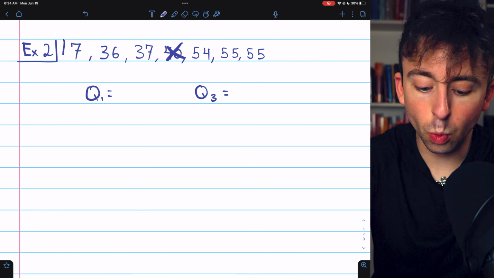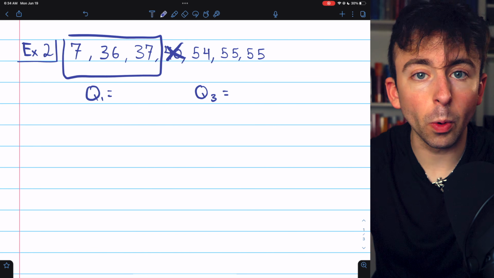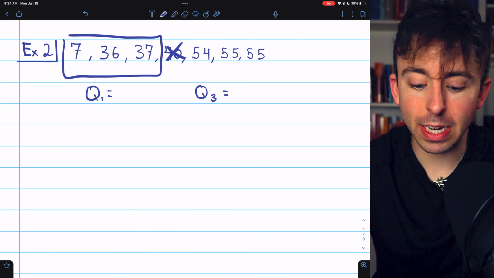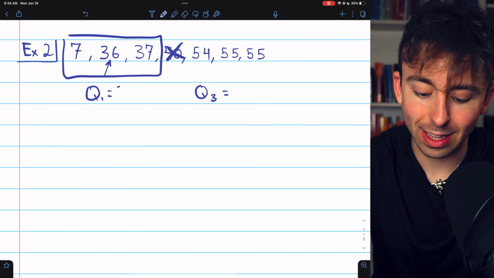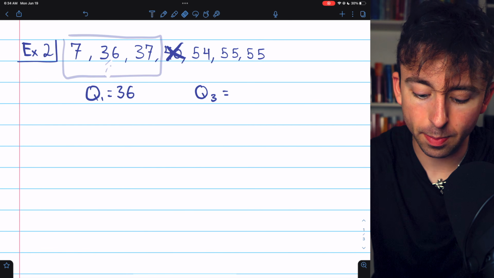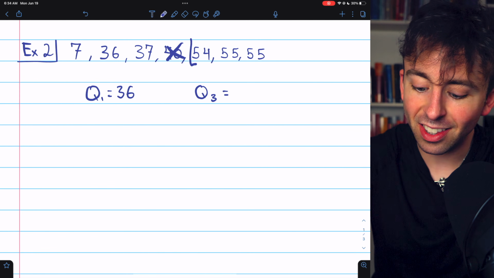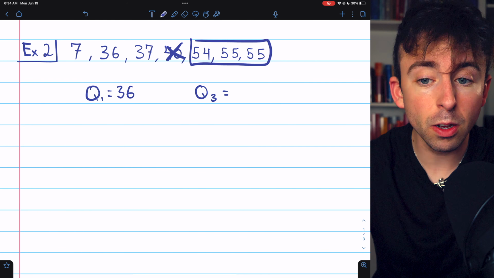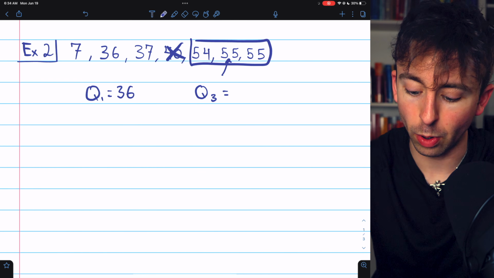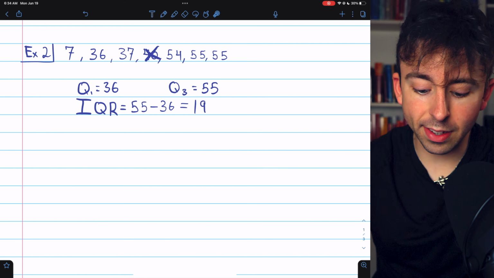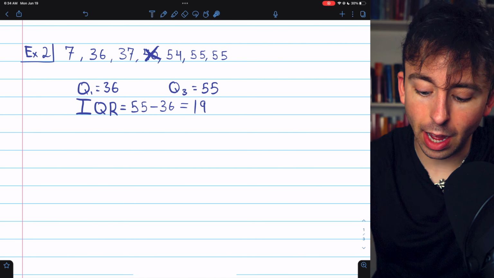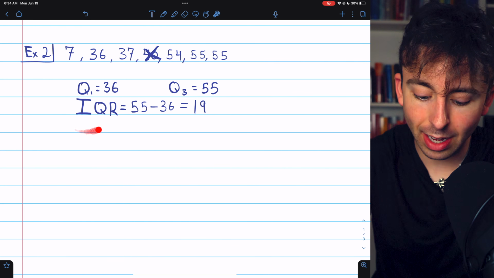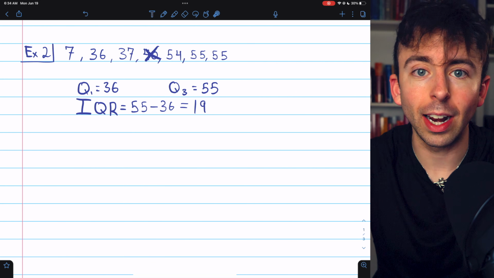Now, when we look for Q1, that's the median of the lower half of data, which has an odd number of data points. So the median is just the number in the middle, which is 36. And that's Q1. Similarly, for Q3, that's the median of the upper half of data. There's an odd number of data points in the upper half. Q3 then is just the middle data point, which is 55. So we can say the interquartile range is 55, the third quartile, minus 36, the first quartile. And using this, we can apply the rule of thumb to try to identify outliers.